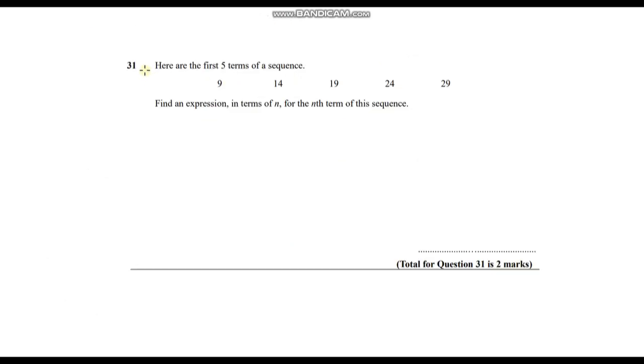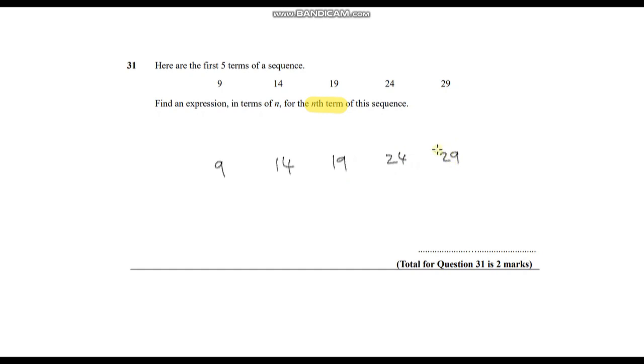So we have finally reached the last question of the paper, question 31. Here are the first 5 terms of a sequence. Find an expression in terms of n for the nth term of the sequence. So the first thing I'm going to do is just write down the sequence again. So 9, 14, 19, 24 and 29.